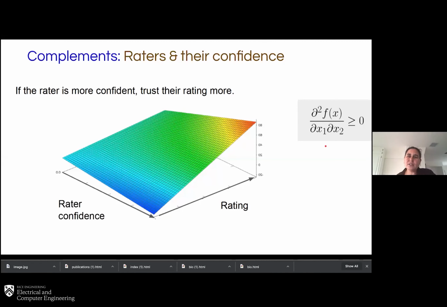We call this an Edgeworth constraint, from the economist Edgeworth, who studied complements a lot. Basically we're just saying that the derivative as it varies in x1 should change more as it varies in x2. So let's see that pictorially.